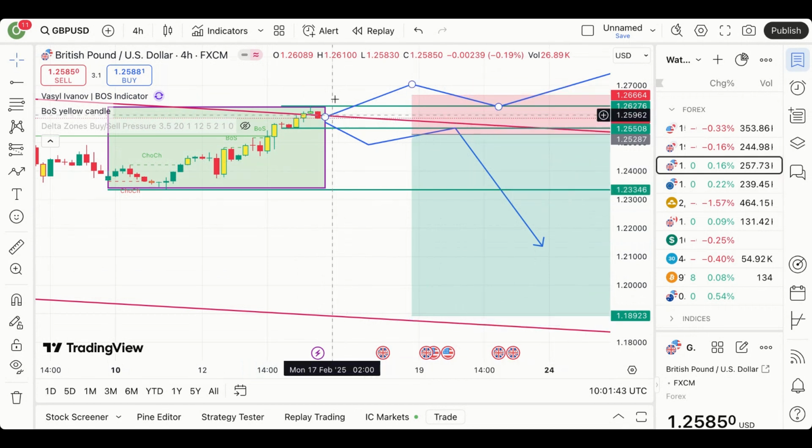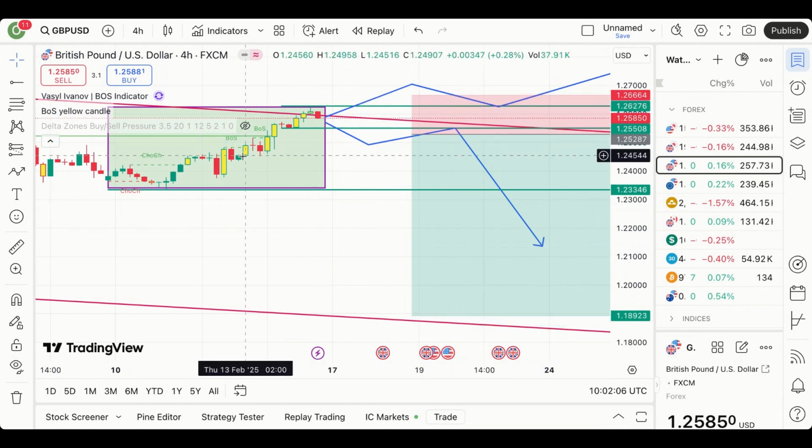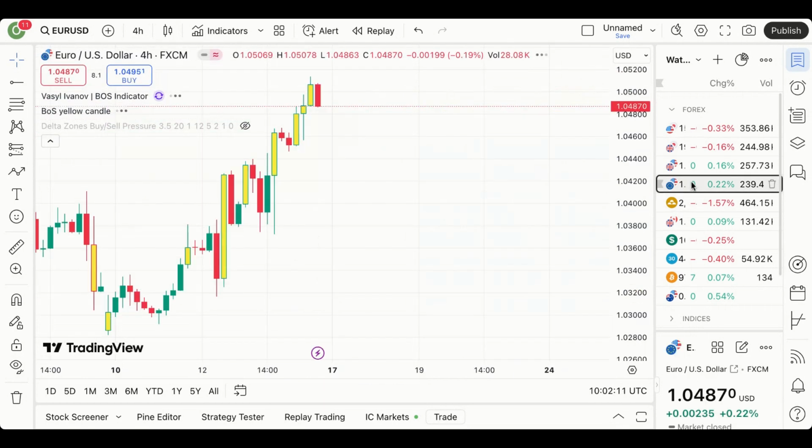And once this 4 hours candle breaks this end, then you can look for an entry. Once you retest it and it starts trading up, then you look for your buy. You enter your trade from there. And that is for GBP USD, and something similar for EUR USD as well.